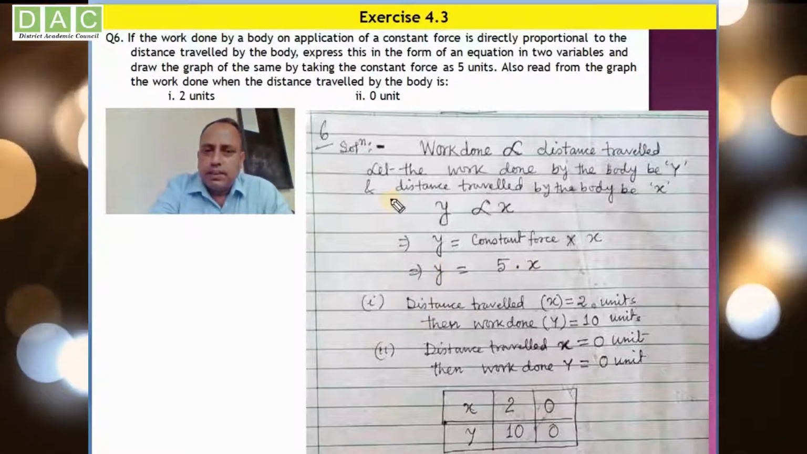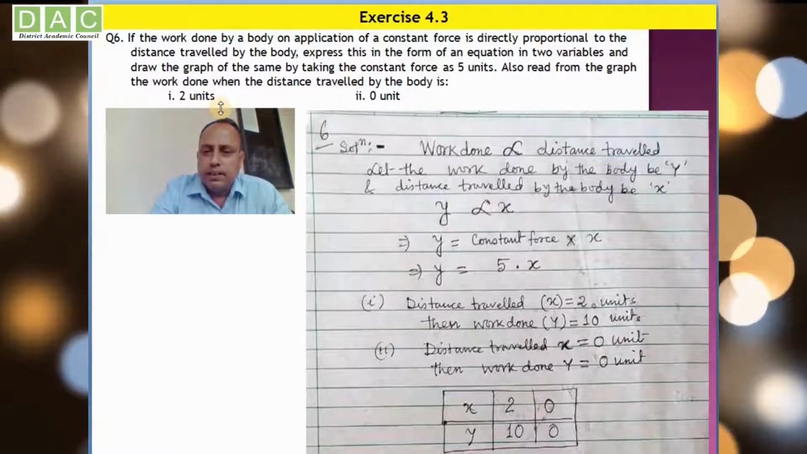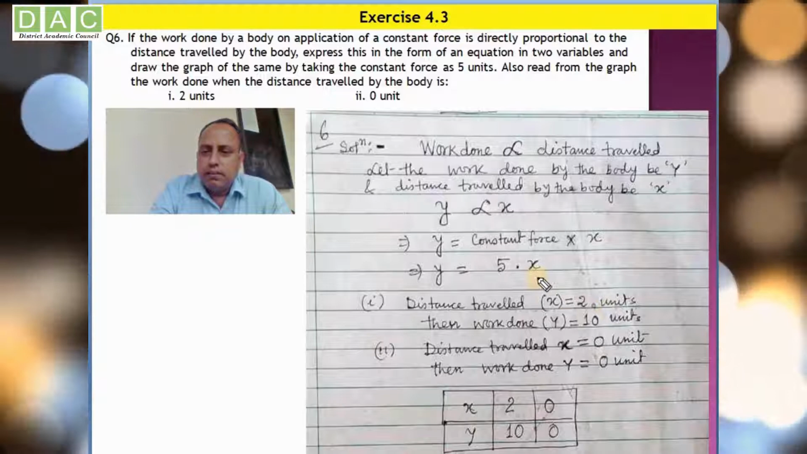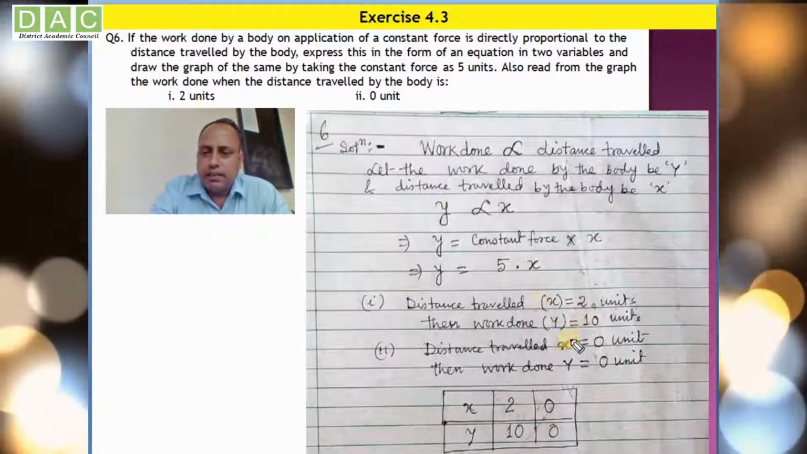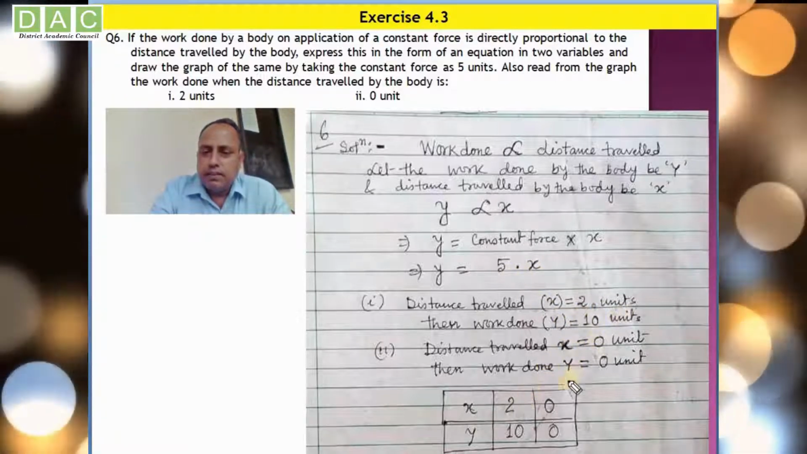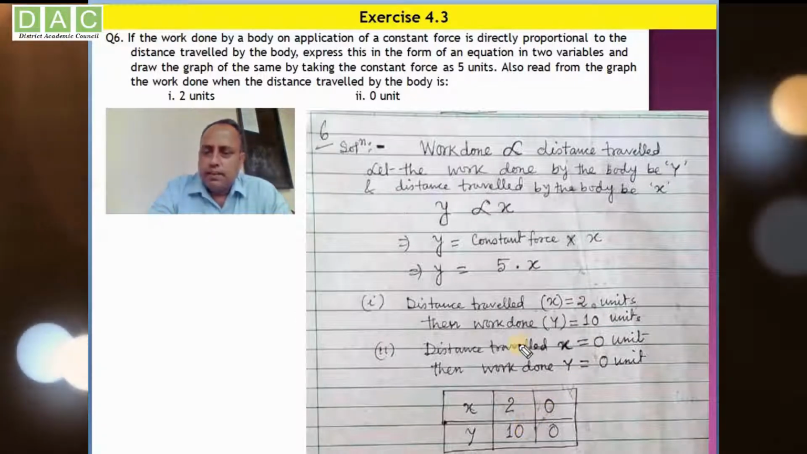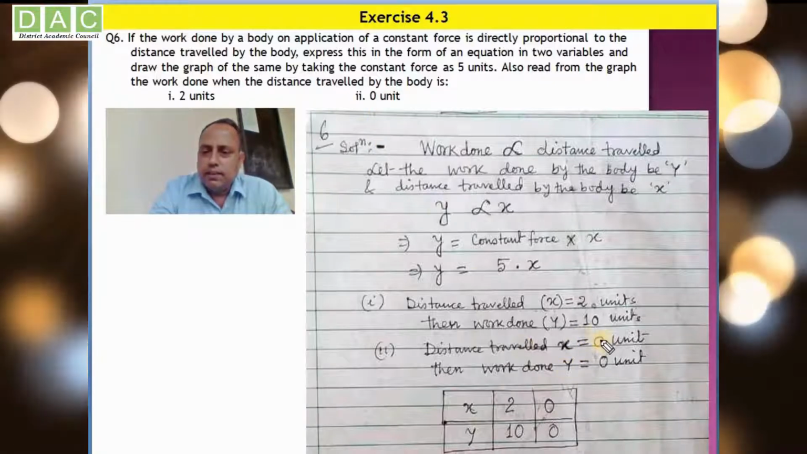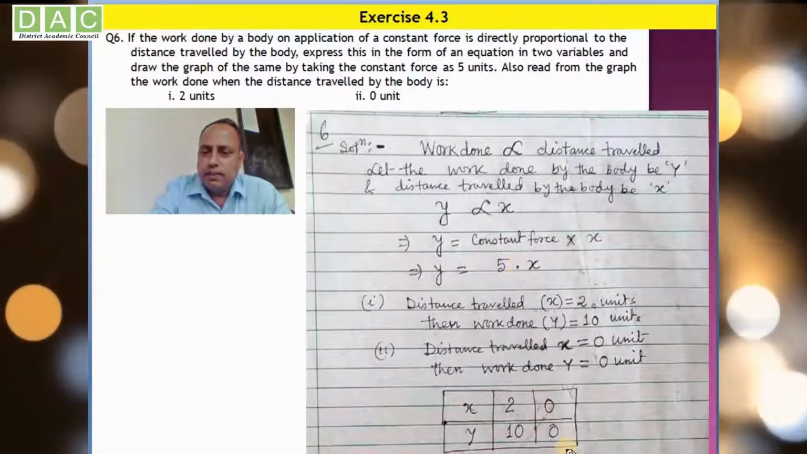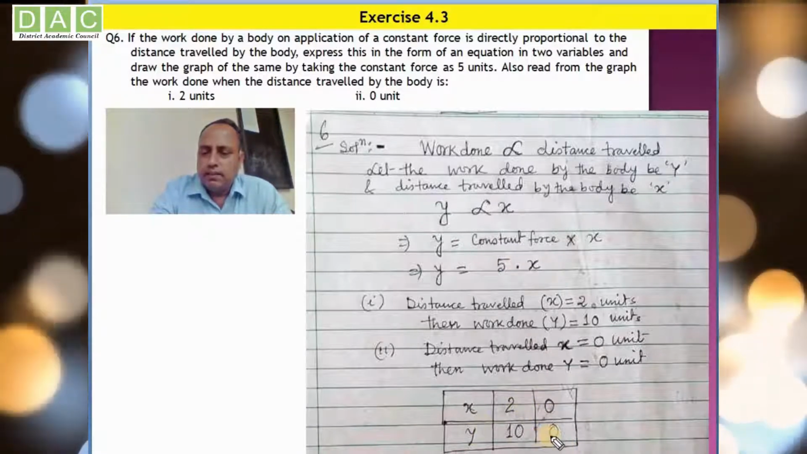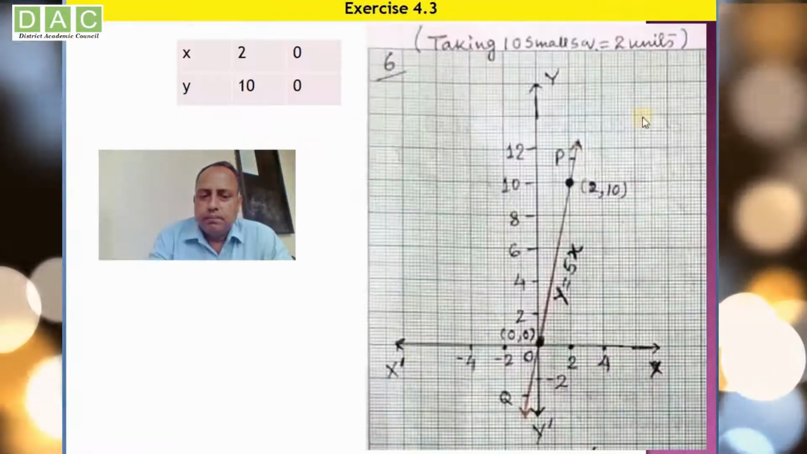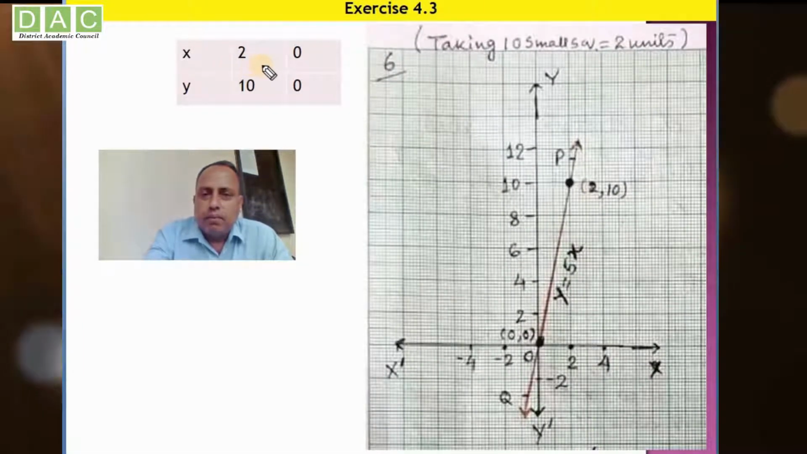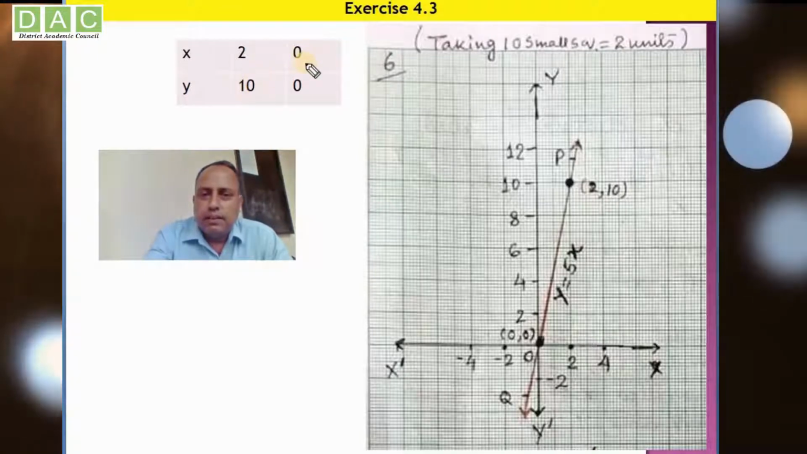Now in the first case, the distance traveled is given as 2 units, so x is 2. Then the work done will be 5 times 2, which is 10. So when x is 2 units, work done is 10. Similarly, when distance traveled x equals 0 units, then 5 into 0 is 0, so when x is 0, y is 0. Now we will plot this on graph paper. Here you see, from the earlier equation we got these points: 2, 10 and 0, 0.